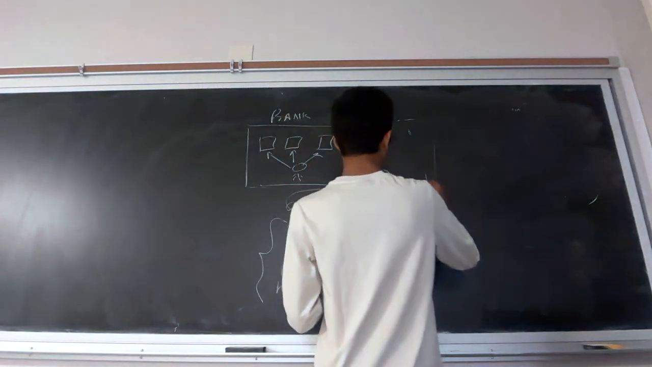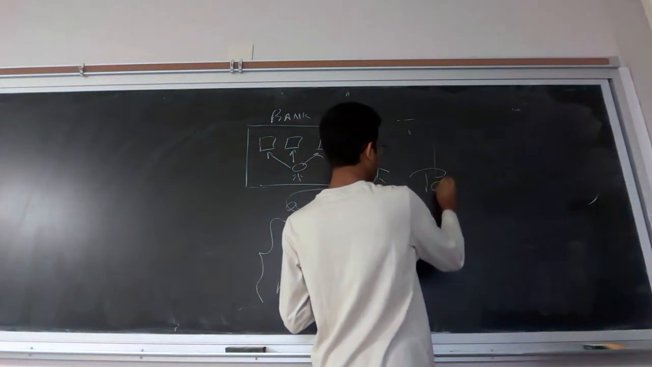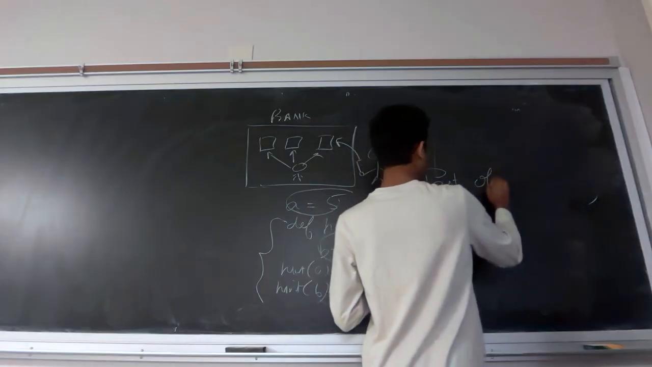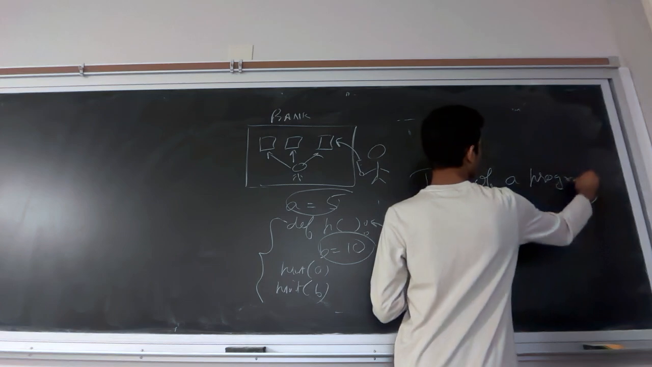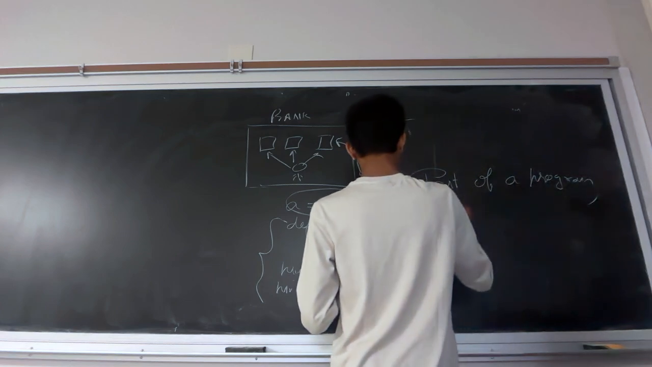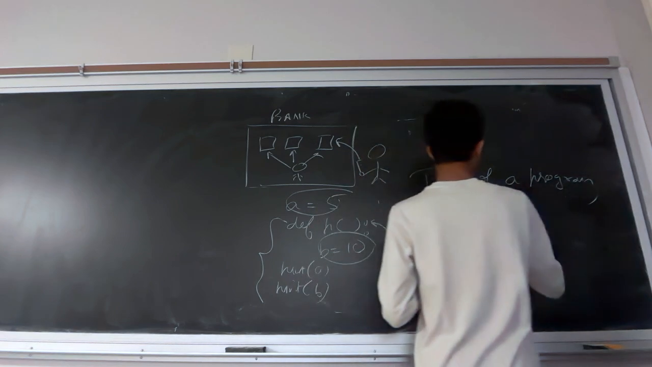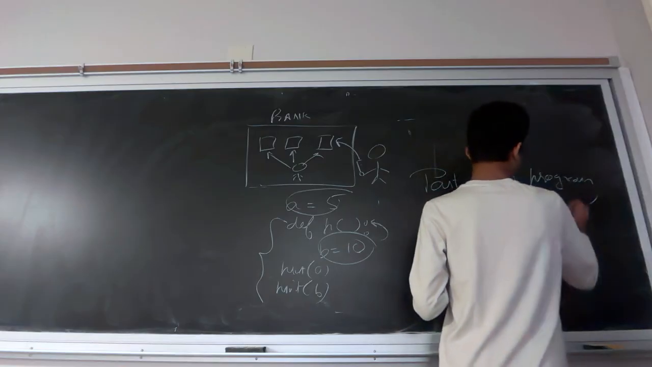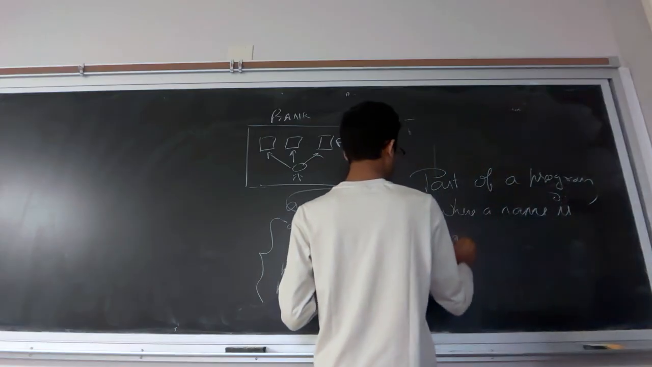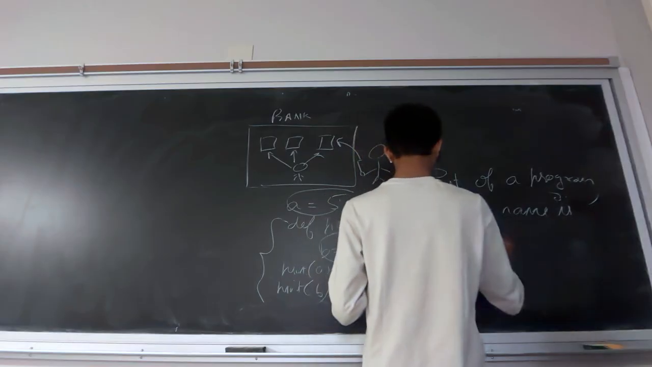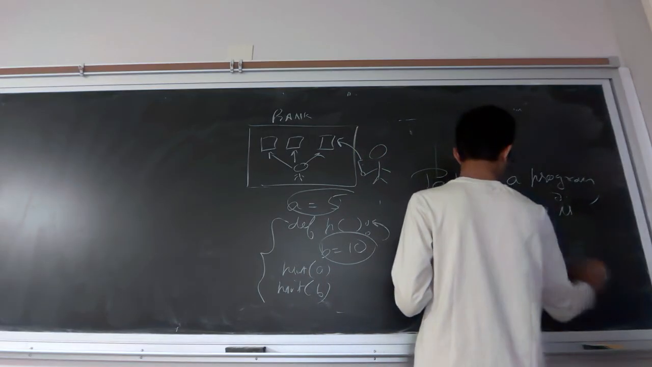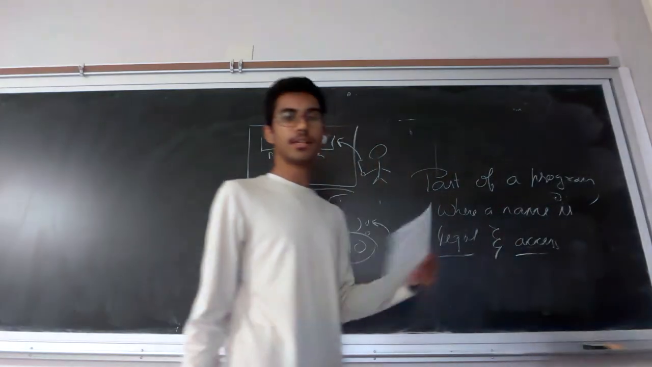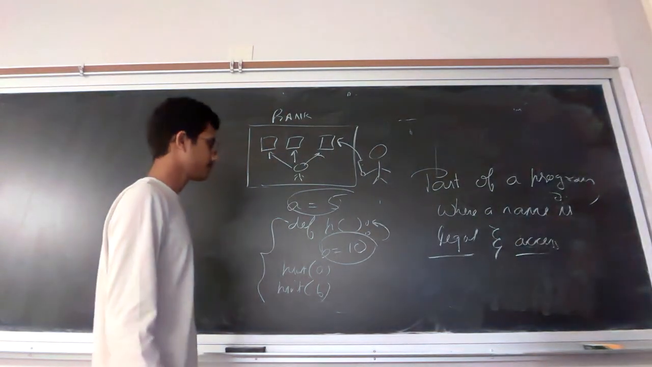The scope of a variable can be defined as the part of a program where a name is legal and accessible. That is called the scope of a variable.